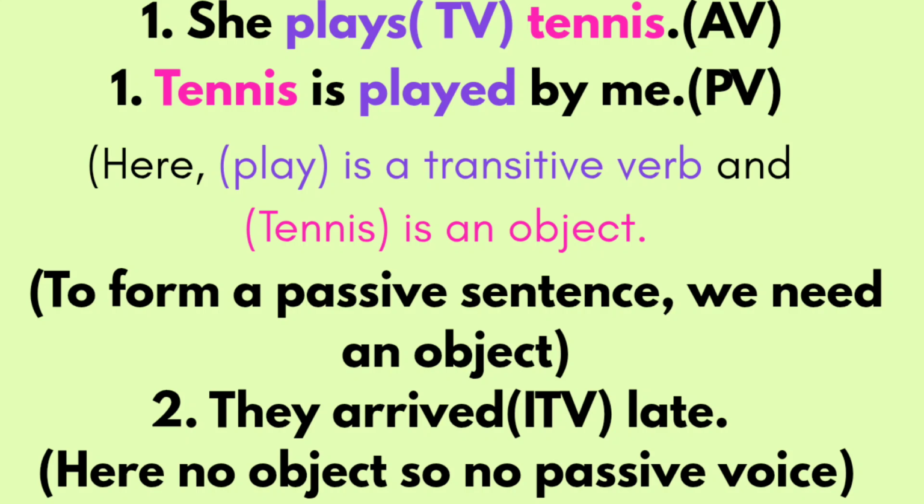Look at the second example. They arrived late. Here the intransitive verb is arrive. ITV means intransitive verb. Here there is no object, so no passive voice. We need transitive verbs to make a passive voice sentence. We will see some more examples to make you understand.